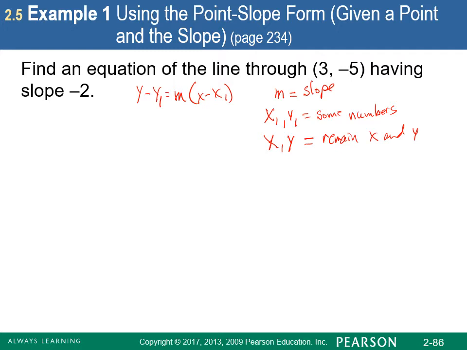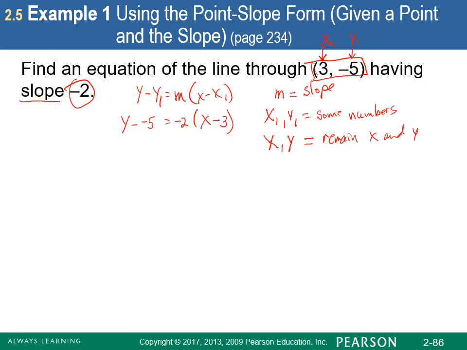So in the problem that we have, we're told that (3, -5) is a point on this line. Well, the first number in the ordered pair is the x-coordinate, and the second number is the y-coordinate. So this is what we would call x1 and y1 in our formula. And of course the slope is the m. So we're going to substitute. We leave the y as just a y. For y1 we substitute -5. And for x1 we're going to substitute 3.